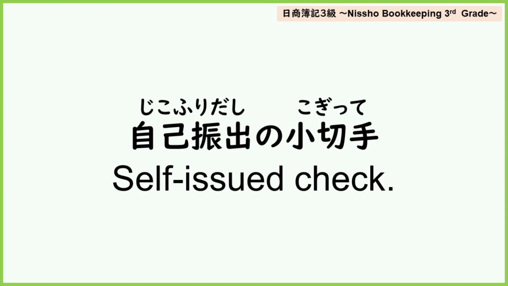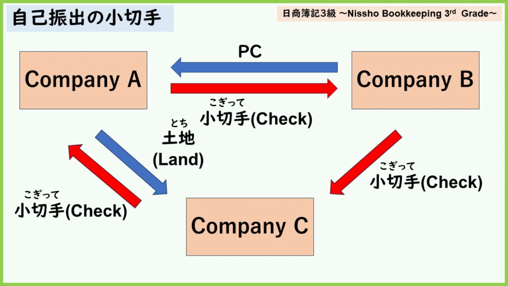The third content. Self-issued check. Earlier, we learned about journal entries for cases where checks issued by others were received. Now, let's delve into cases where the check issued by oneself is received. Let's consider the relationship among three companies, as shown. Suppose Company A issued a check to Company B to purchase a computer, and the check flowed from B, to C, to A, ultimately returning to its origin, Company A.